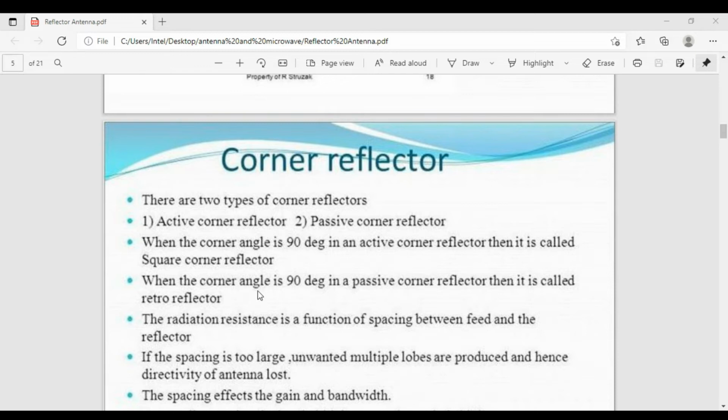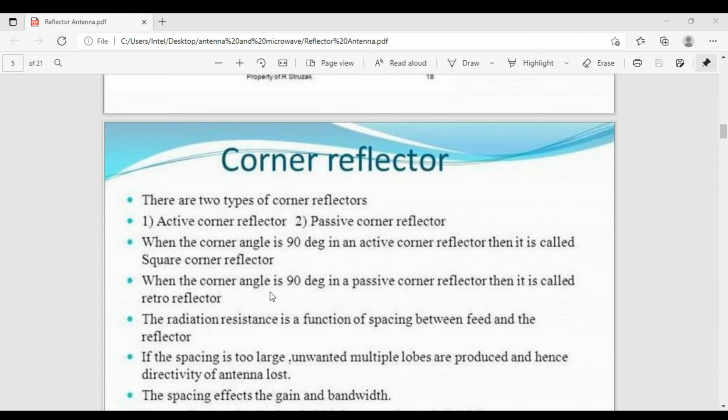The passive corner reflector is a corner reflector without an exciting antenna, and can be used as a passive reflector or target for radar waves. So the passive corner reflector means there is no need of a primary antenna. It should be located to capture the radar waves.